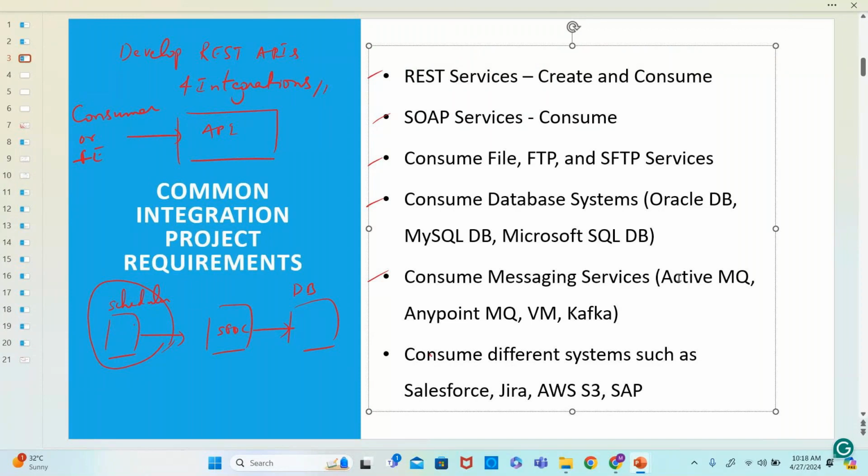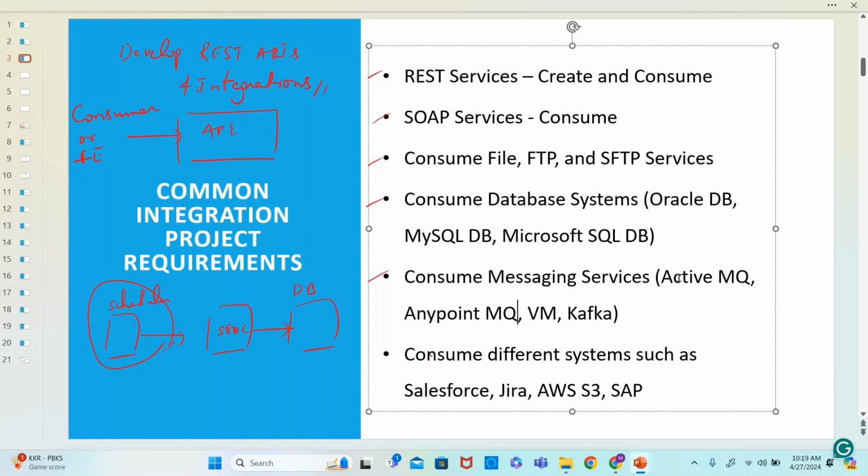There are hundreds of systems in the market. Okay, maybe you never know which kind of systems you need to integrate. But most of the time, I observed Salesforce or AWS systems or Jira, these kind of systems. Okay, I am categorizing all those into one category called systems. Exactly. Okay, if you observe, we have REST, SOAP, file FTP, SFTP, DB, messaging services, and different systems such as Salesforce, Jira, or AWS S3 and SAP.